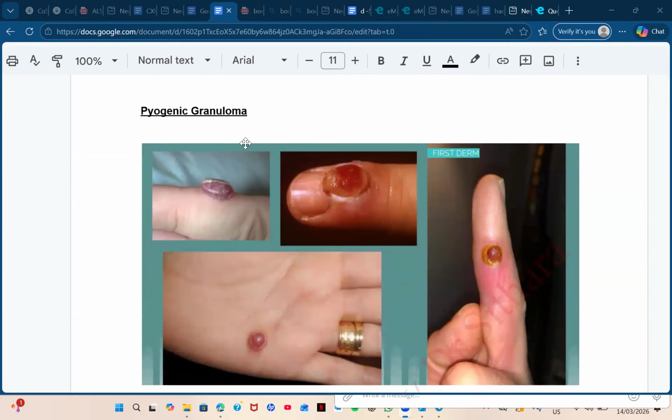So what is this pyogenic granuloma? What do you know about pyogenic granuloma?